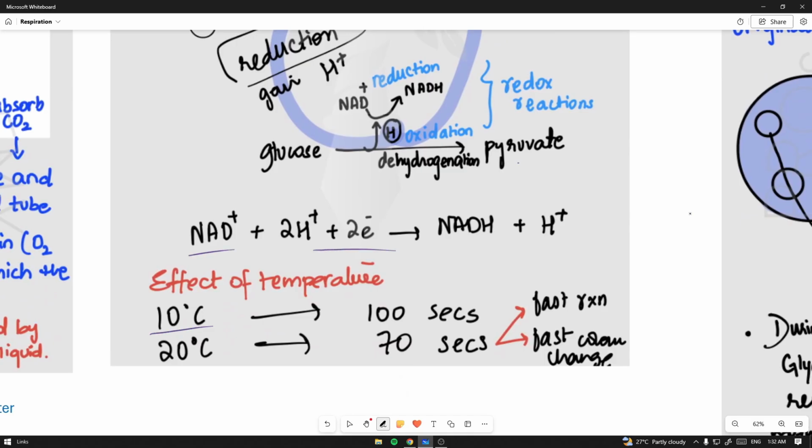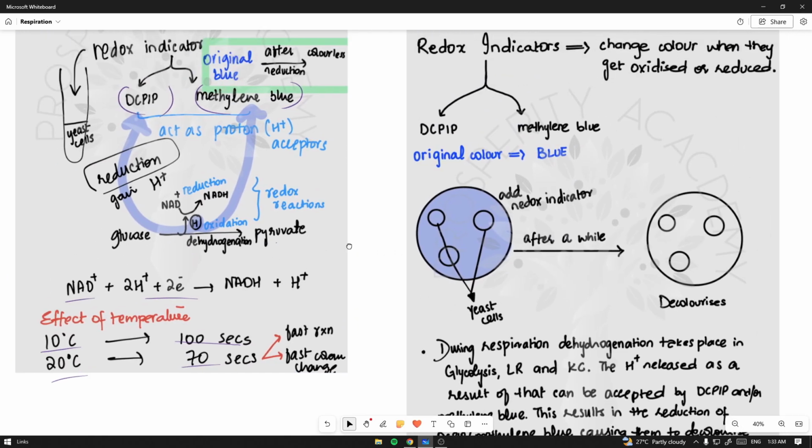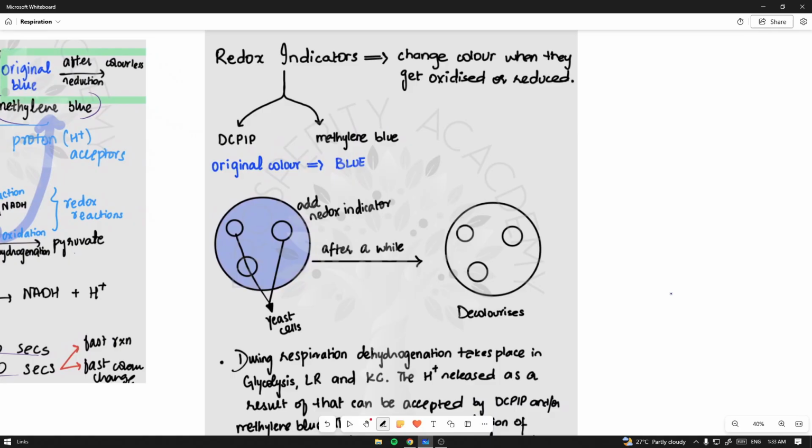Effect of temperature: at 10°C it takes 100 seconds to change color, at 20°C 70 seconds, which means a faster rate of respiration. Redox indicators change color when they get oxidized or reduced. Okay, methylene blue's original color is blue.